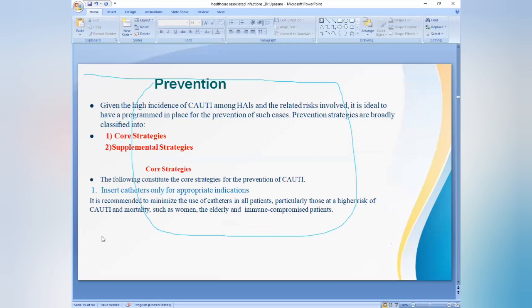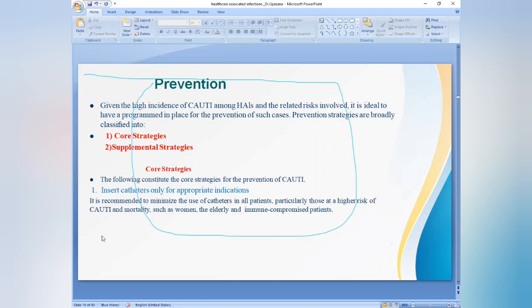So we have two strategies: the core strategies and the supplemental strategies. What are the risk factors for catheter-associated UTIs? They are mainly device-related, patient-related, and caregiver-related. When we talk about device-related, it is the type of catheter and the material used for the catheter. Generally, latex material is used for these catheters, which is again a very high risk for causing catheter-associated UTIs.